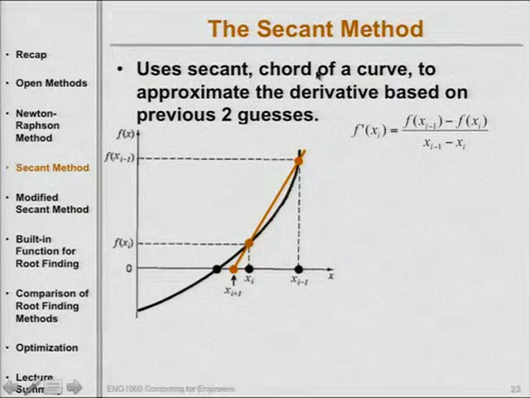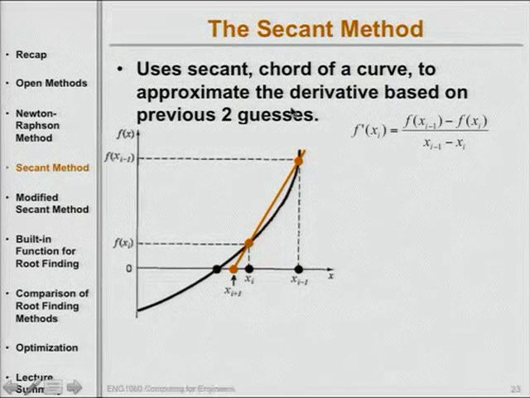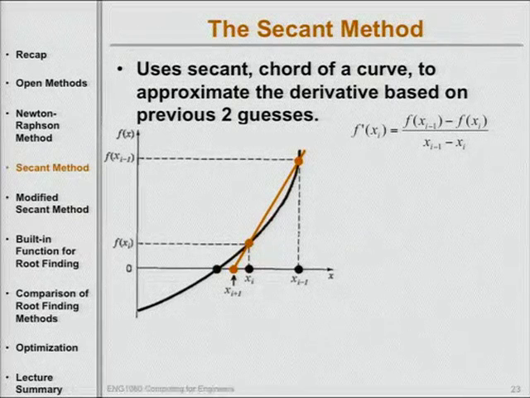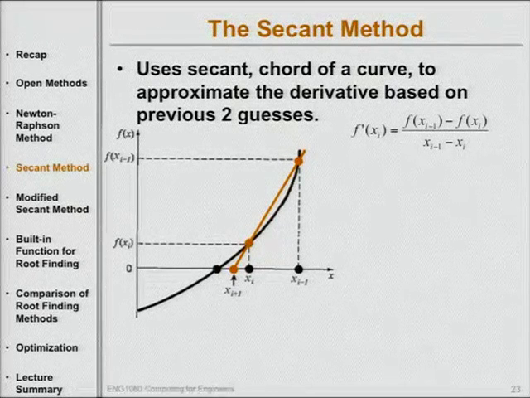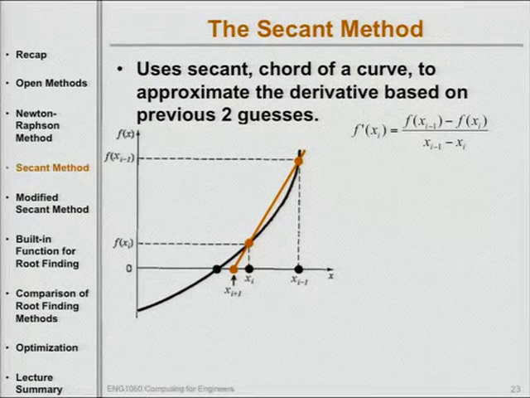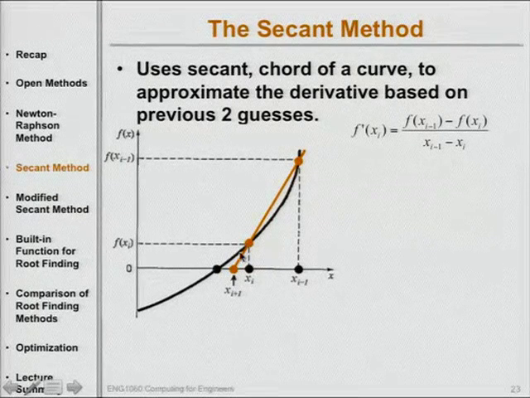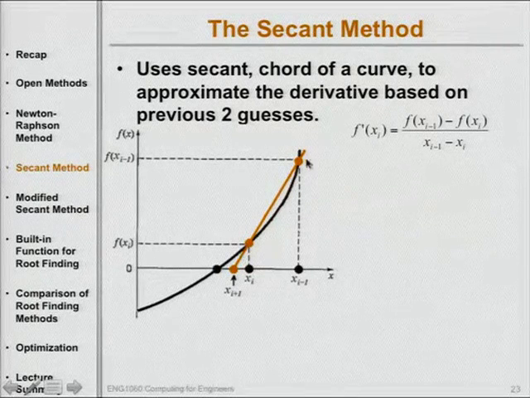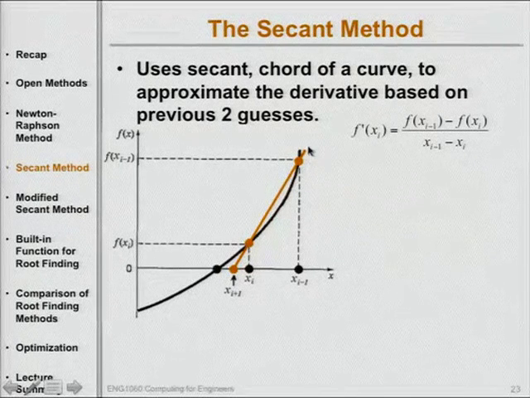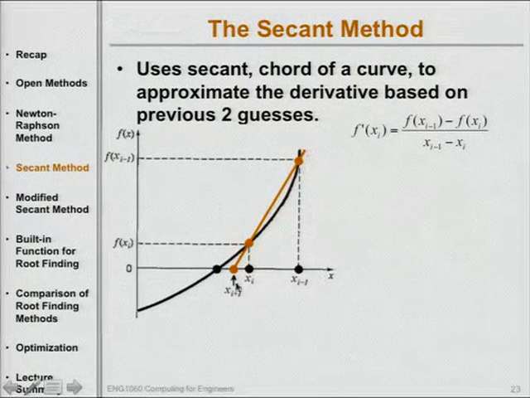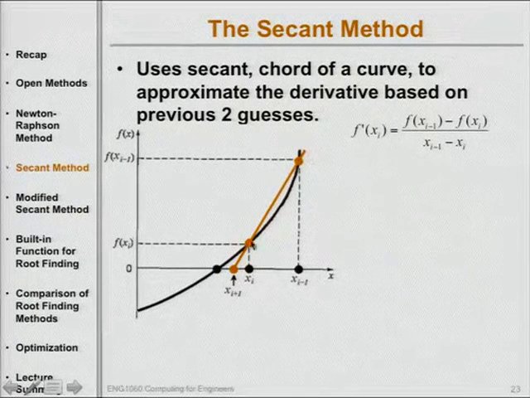In the secant method, you actually do need two starting guesses. Okay, but they do not have to bracket the root. They can be any two guesses at all. In fact, you're probably better off starting with two guesses that are pretty close together, and that'll become apparent when we consider the next method. But in the secant method, instead of taking the derivative at a particular point, we take two points and we use the chord, or the secant, between these two points.